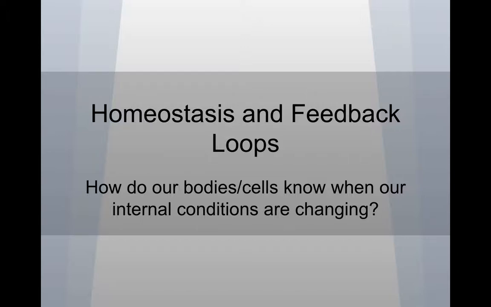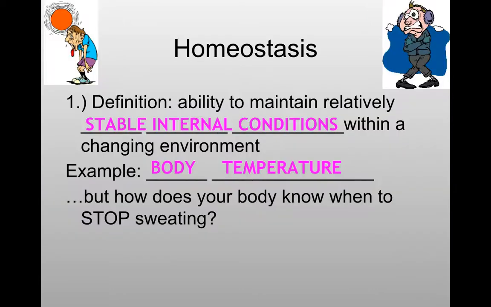Alrighty, so this is our lecture on homeostasis. We were introduced to this topic in our themes lecture from the cells unit. Just to refresh your memory, remember that homeostasis is about maintaining the internal environment of our bodies. We've talked about temperature before, but the main question we want to ask here is how do our bodies, and specifically our cells, know when our internal conditions are changing, and then what do they do about it?